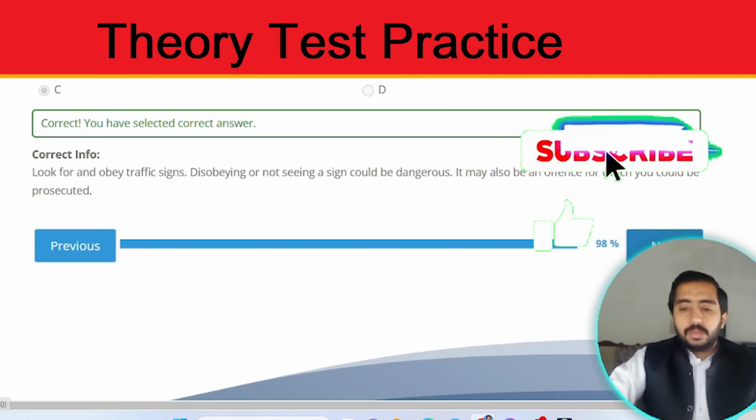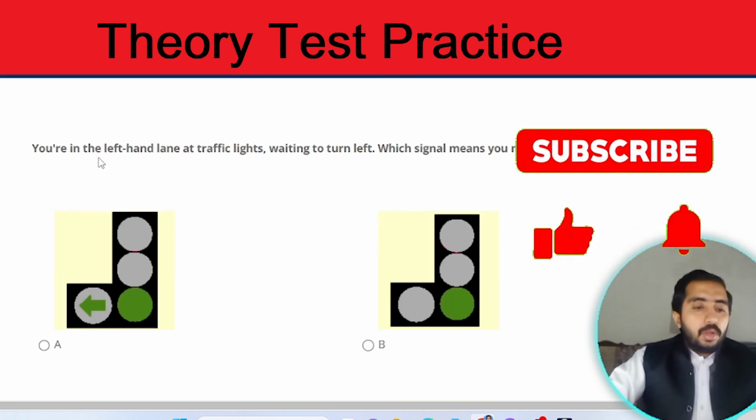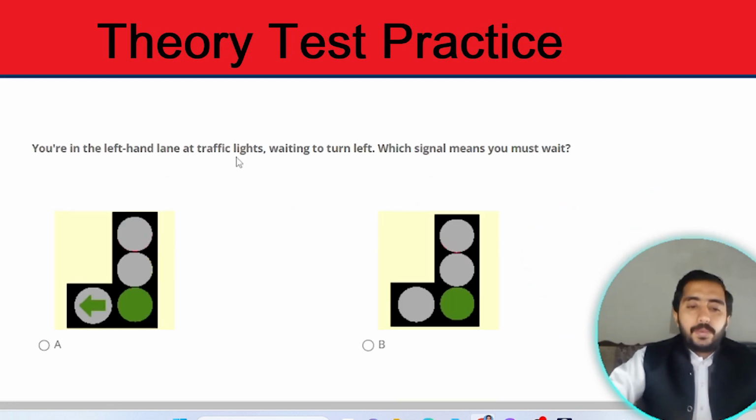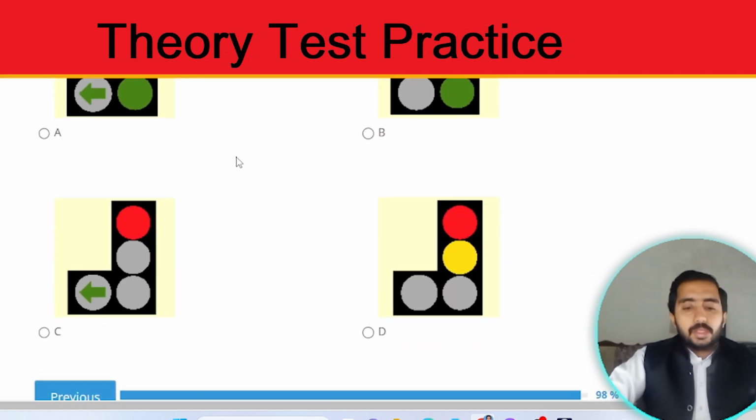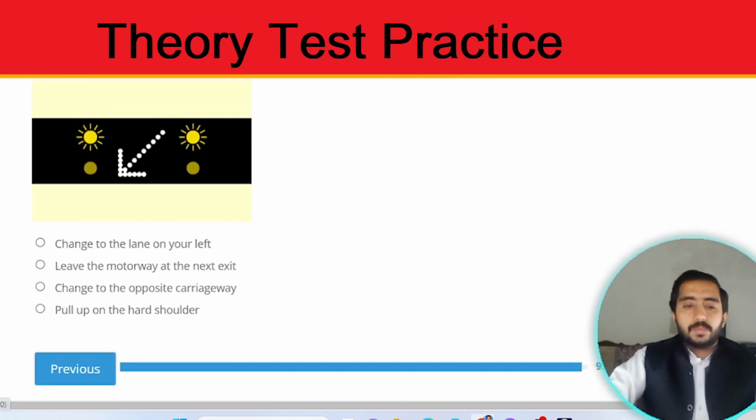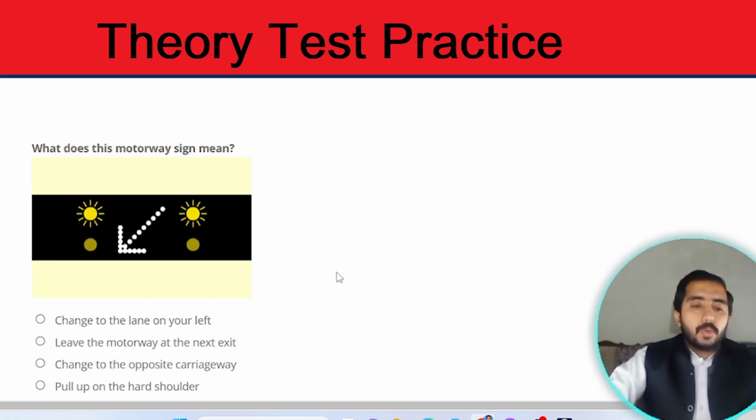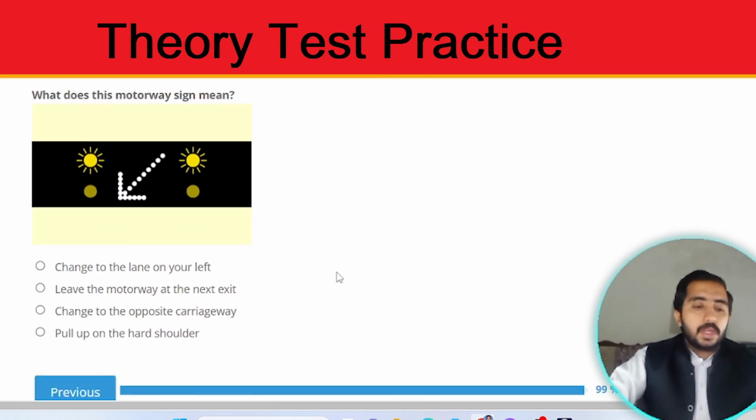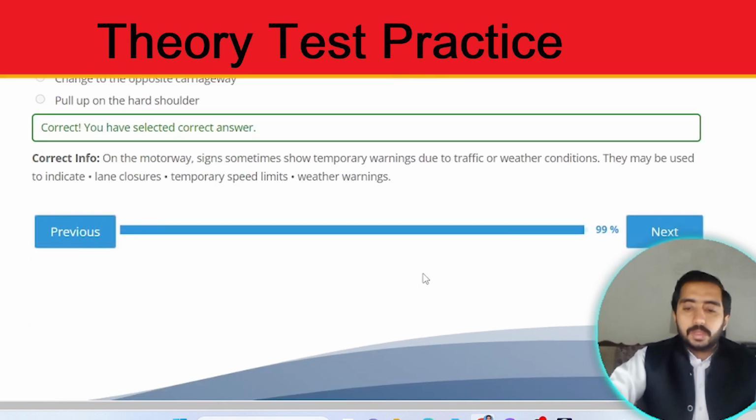Next one, you are in the left hand lane at traffic lights waiting to turn left. Which signal means you must wait? The signal is signal D, which is option D. Next question. What does this motorway sign mean? It means change to the lane on your left hand side. Option A is the correct option.